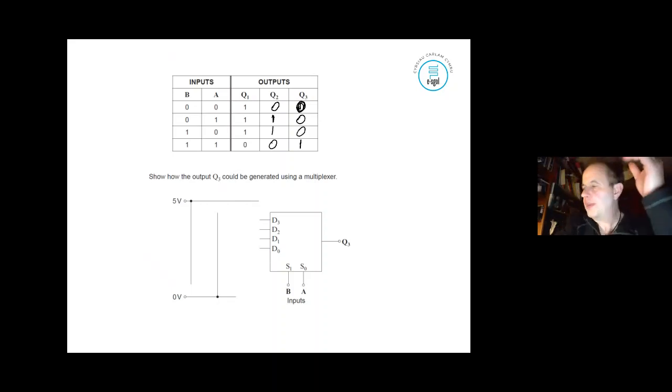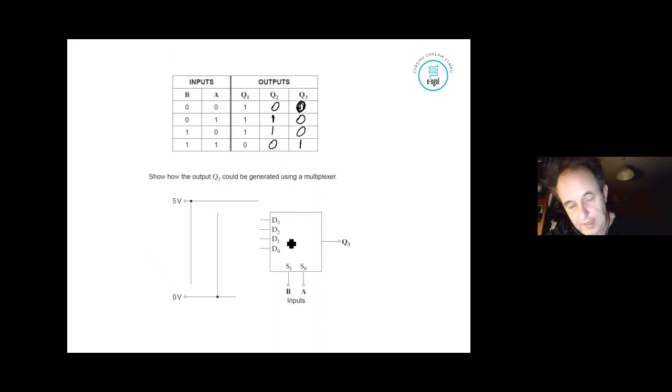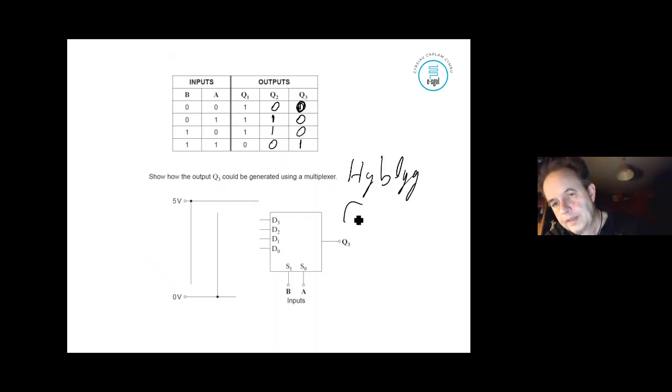A question that they would commonly ask is why you could use a multiplexer instead of logic gates. Now, the main thing for you to explain, if a question asks that, is that a multiplexer is very flexible. Because what you can do is reprogram it.